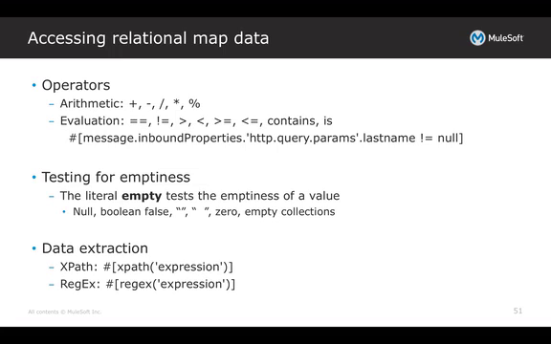One really helpful item in MEL is you have something for testing emptiness. As you might know, a lot of times you'll get fields that'll be a blank string, 0, an empty collection, maybe null. Well, you can use the literal empty when testing against empty values. So think message.payload == empty would cover all of those different types of empty conditions. You can also do data extraction, including XPath with this XPath expression and regex using the regex expression.